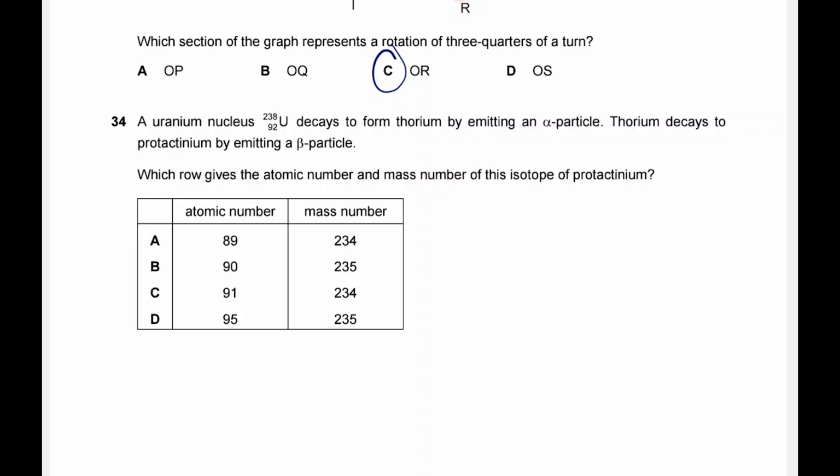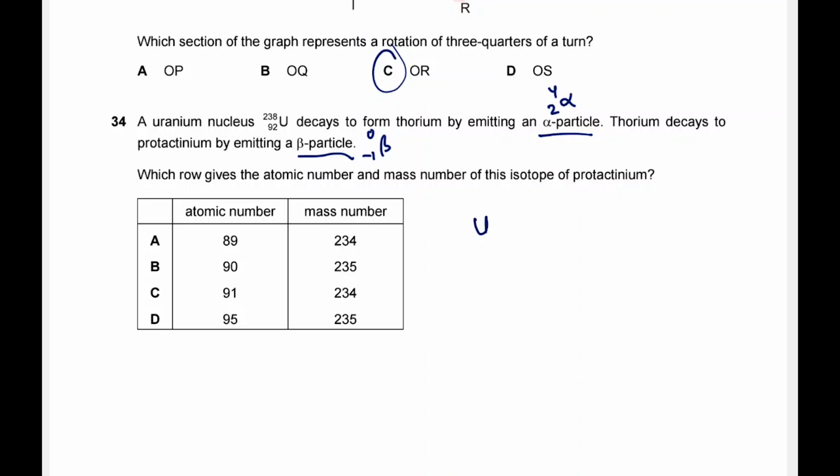34. A uranium nucleus, uranium-238 (92), decays to form thorium by emitting an alpha particle. Alpha particle is 2 protons and 2 neutrons. Thorium decays to protactinium by emitting a beta particle. Beta particle is an electron, so -1. Which row gives the atomic number and mass number of this isotope of protactinium?